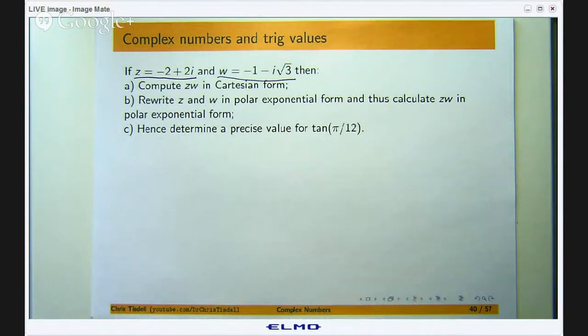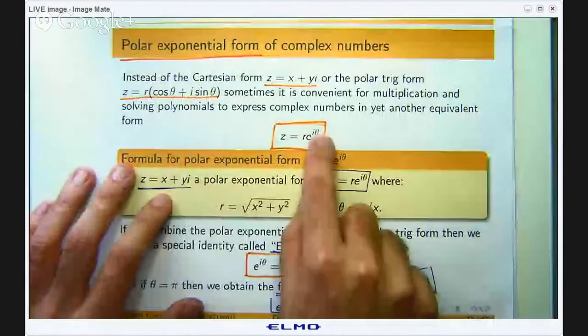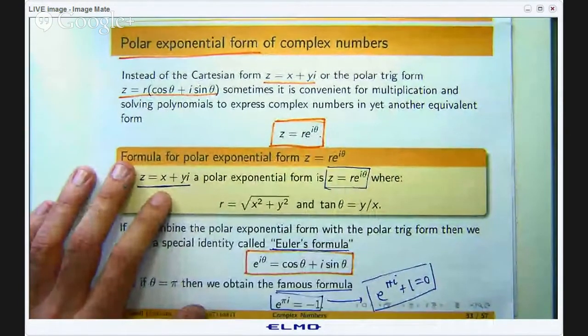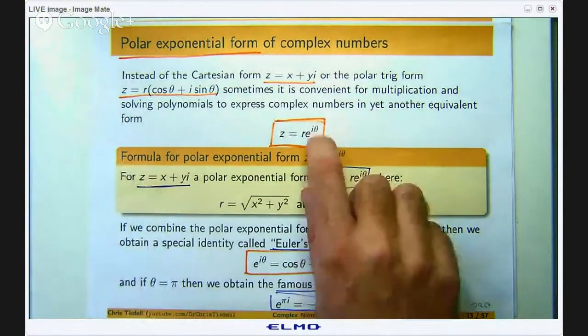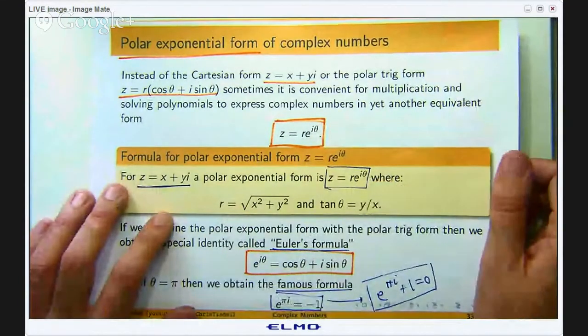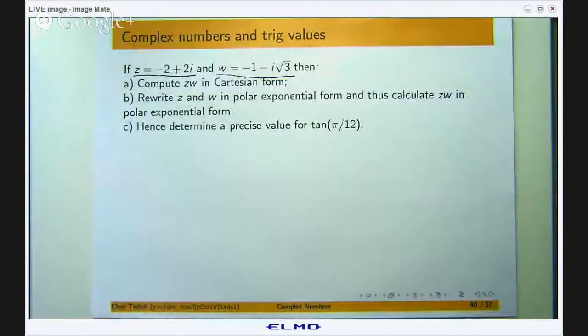Okay, so let me just refresh your memory. This is a polar exponential form of a complex number. R is a length known as the modulus of Z, and it's basically you plot Z in the complex plane, and R is the distance from that point to the origin, and theta is an angle to the positive real axis.